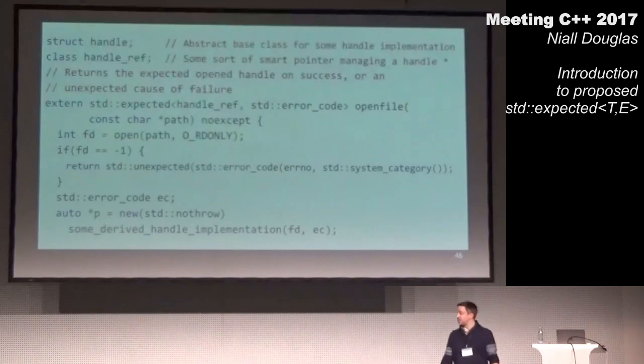But it doesn't mean that almost everybody who's using expected is going to be including system error and doing a template alias to alias in E as being std error code in their own code. There we go. Okay. So once again, if we open the path, if that fails, we return an unexpected. Again, here you have error code with system error category, exactly the same as before. We here are going to call some internal implementation using std no throw. People forget that new can be told not to throw exceptions. If it fails, it will return p equal to 0.